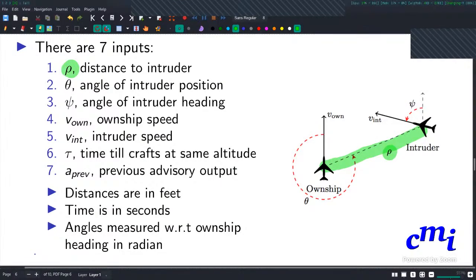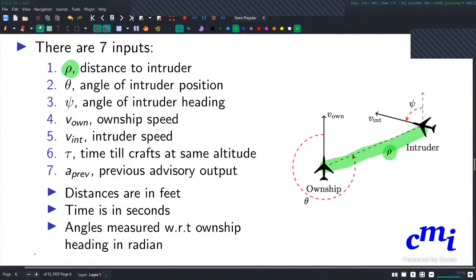All distances in the ACAS system are given in feet, but units don't really matter by the time you come to the DNN side of things, because things will always be normalized. Basically, one of the inputs to the system is this distance rho between the two aircraft. For example, if the system is using transponders to get its data from the sensors, that layer will compute the distance to the intruder aircraft and pass it to your ACAS system. So that is one of the inputs.